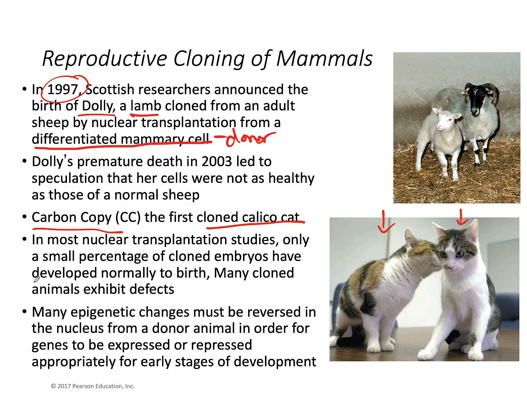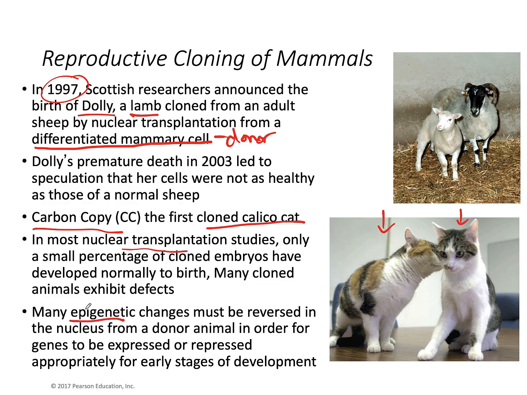So things that we've learned from cloning mammals is that in most of these nuclear transplantation studies, only a small percent of the embryos actually develop to normal birth. And many of the cloned animals exhibit defects. So like Dolly, who died early because of defects and then eventually had to be euthanized because of complications from those. There are also epigenetic changes.